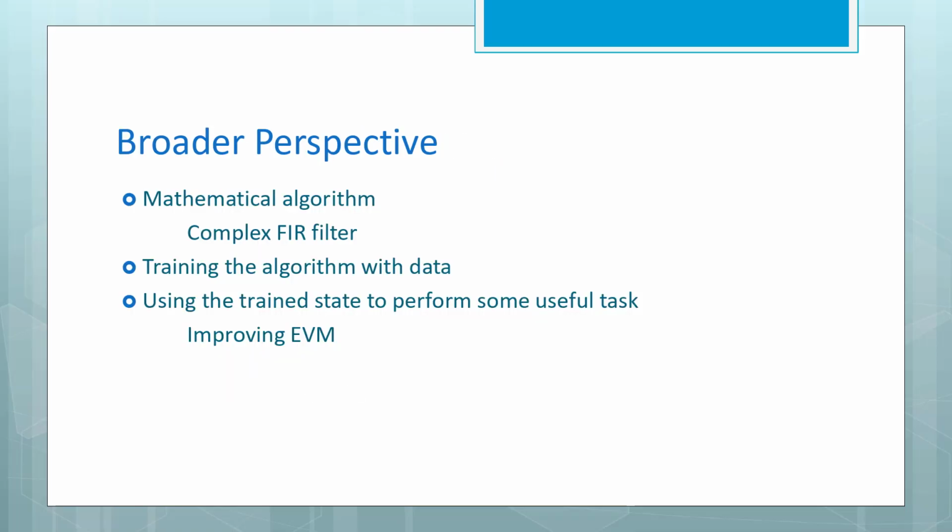Let's just step back for a second and think about this from a broader perspective. We have a mathematical algorithm, which is this complex FIR filter, and we are training that algorithm with some data. In this case, we ran that 8 PSK waveform through it. And then we use that trained state, those tap coefficients for the complex FIR filter, to perform some useful task, which in this case was improving the EVM of our waveform. Nowadays we call that type of a process AI.